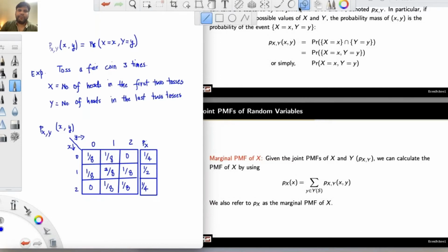If you want to figure out the marginal of Y, it's the same thing. You figure out the probability that Y takes value 0. That is just the sum of these numbers, because Y is 0 here. You sum it over X, and you will get 1 by 4. If you sum these, you get the probability that Y is 1, which is half. And if you sum these, you get the probability that Y is 2, which is 1 by 4. Is that clear? So this is PY.